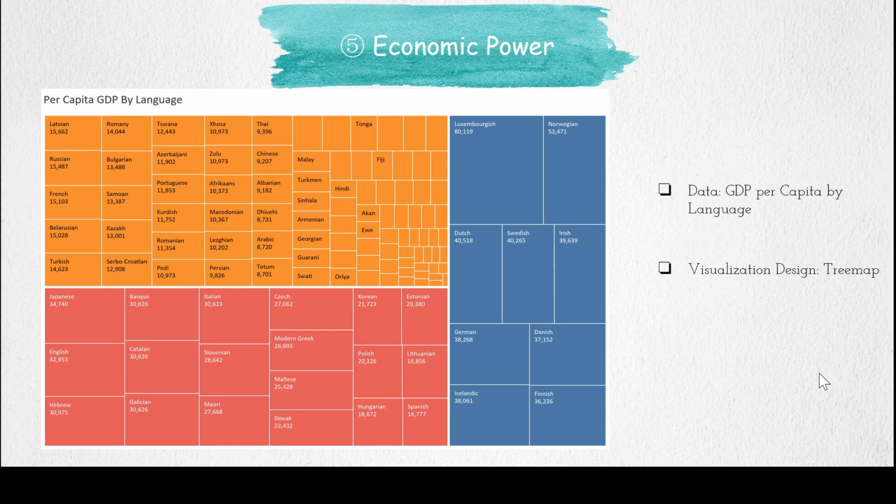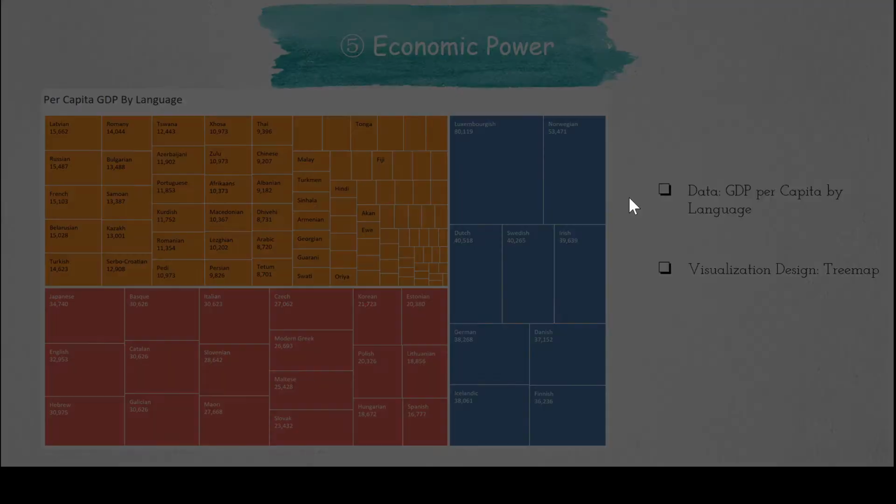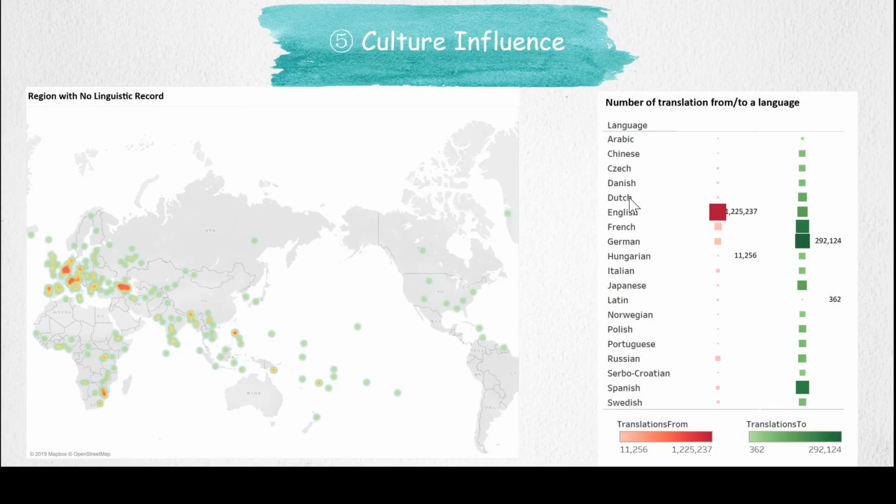And the second cluster is red, with GDP from 16,000 to 34,000. And the third one is yellow. We can see Chinese in this one. The GDP of it is 9,207. The next is about the language cultural influence.